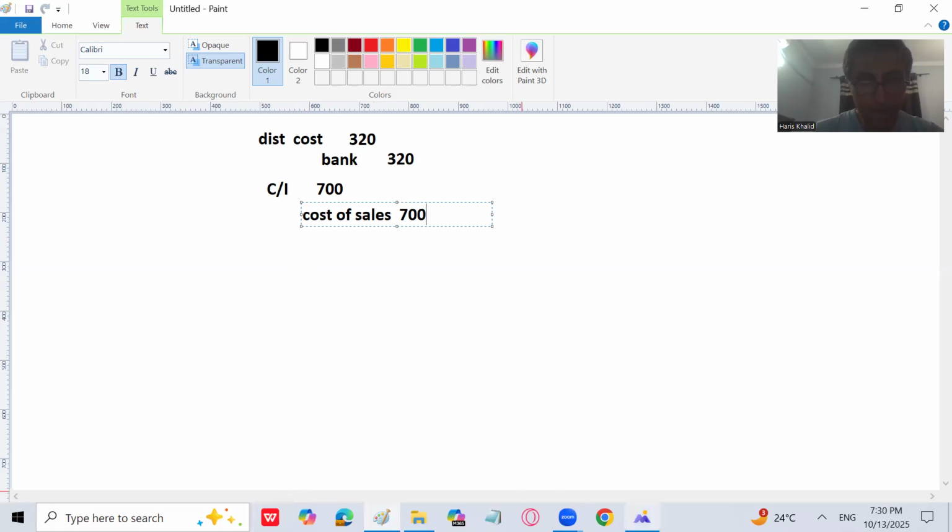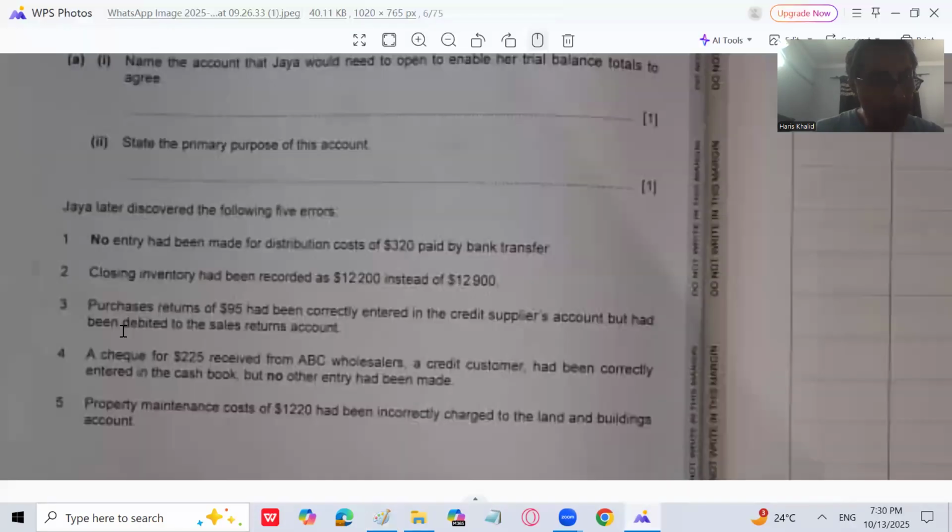Okay, let's go for the next entry. Purchases return of 95 had been correctly entered in the credit supplier's account, but had been debited to the sales return account. You must be thinking about this. Let's say this entry, closing inventory, has never come in the O-level exam. Number two, it used to come in A-levels very often, but in O-levels, it has come in the past, but hardly twice, right? But if you go through the recent past paper, you will find this entry in the exam.